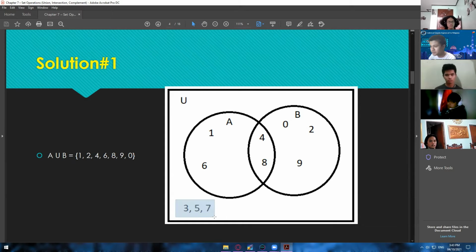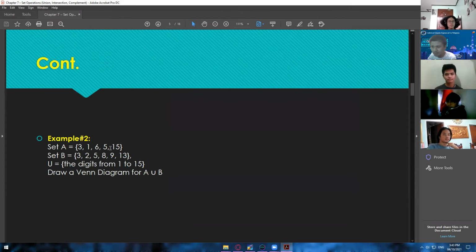And then the others can be found on the universal set itself, which is 3, 5, and then 7. Are we clear so far regarding this one? Yes, sir. Question? Okay, so I guess none. So let's now proceed to example number 2.